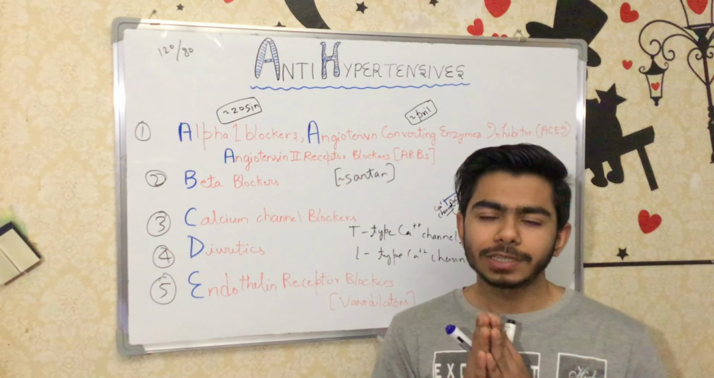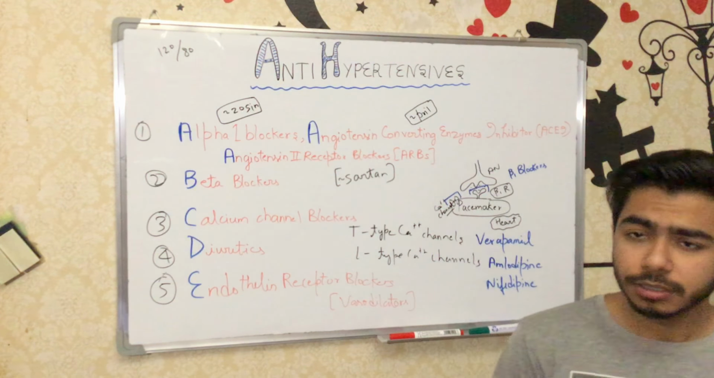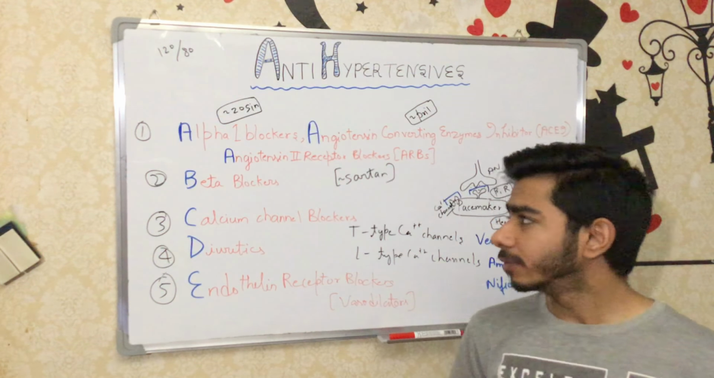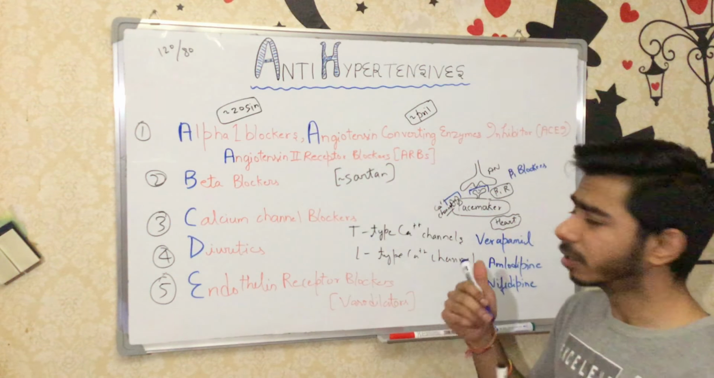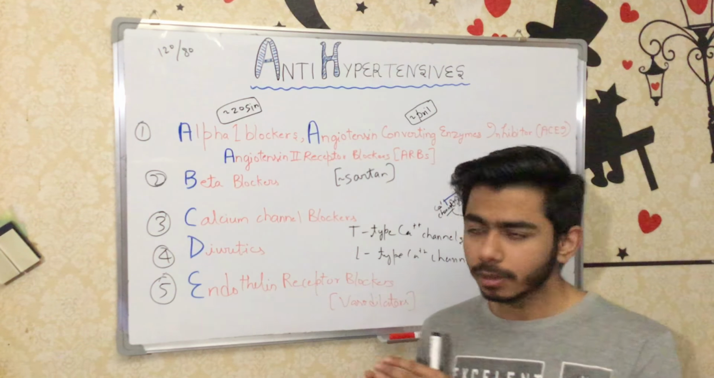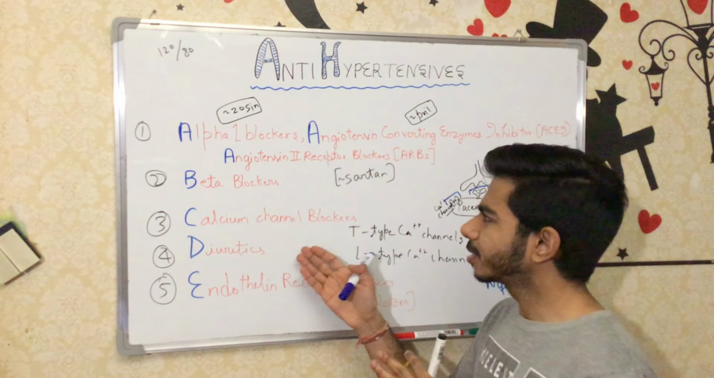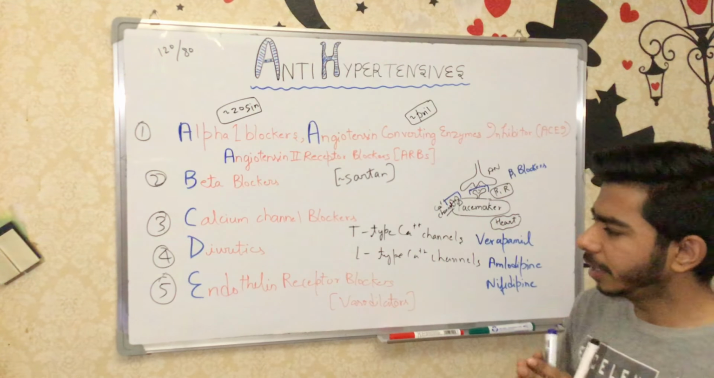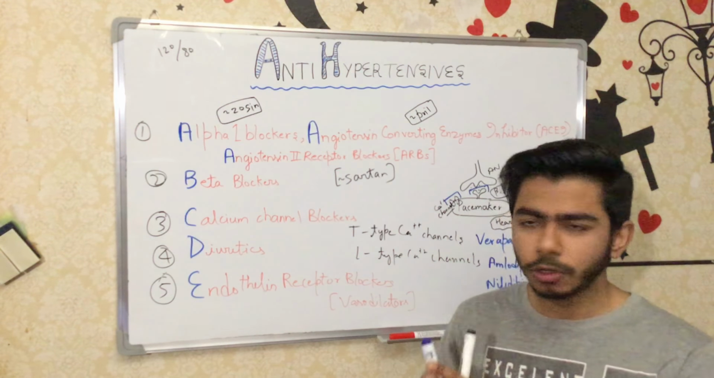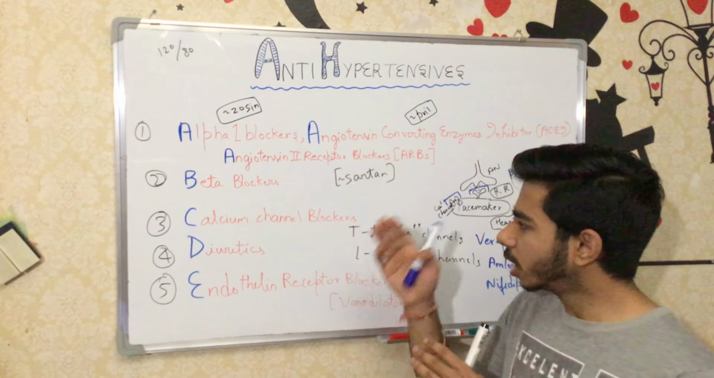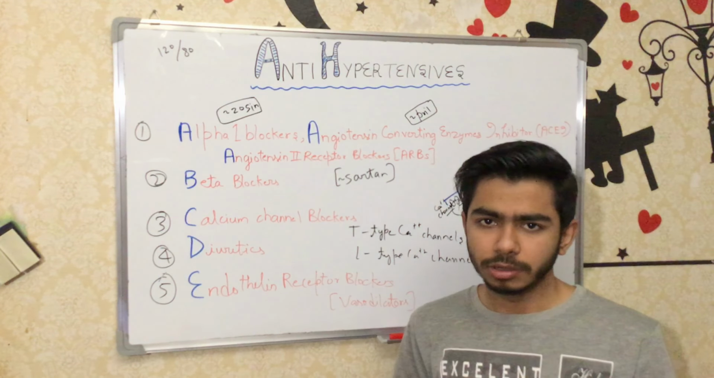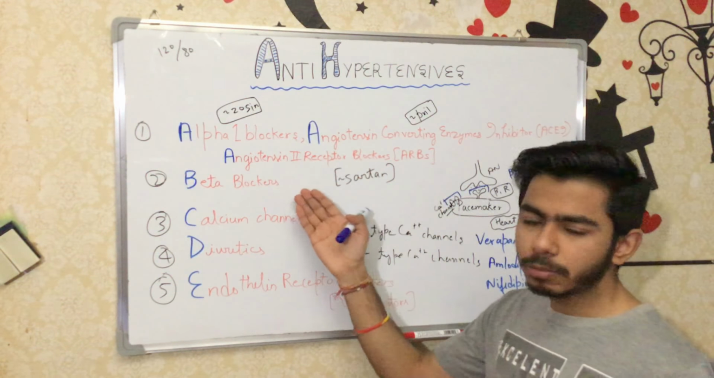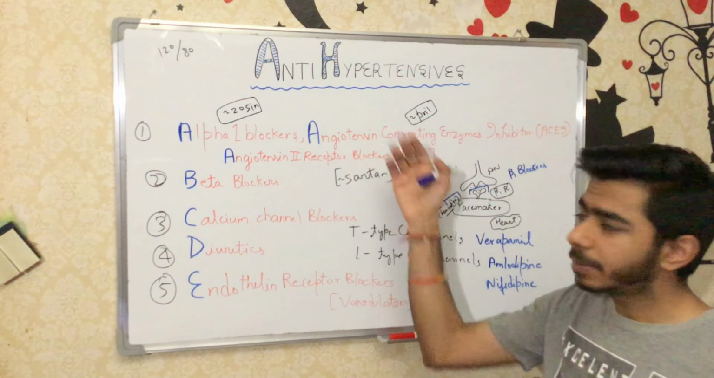By the way, the first line drugs of antihypertensives are the diuretics, which I will discuss now. Diuretics are the first line drugs. After that, we have the ACE inhibitors, and then ARBs, and then beta blockers. So diuretics, ACE inhibitors, and beta blockers are very frequently used. If any patient is not responding to these drugs, then we will move on to the other classes of drugs, like calcium channel blockers, alpha-1 blockers, and other kinds of drugs. But the diuretics, ACE inhibitors, ARBs, and beta blockers are the first line drugs as far as antihypertensives are concerned.